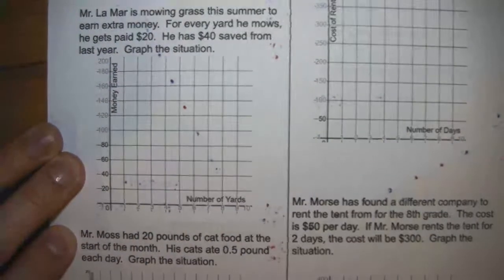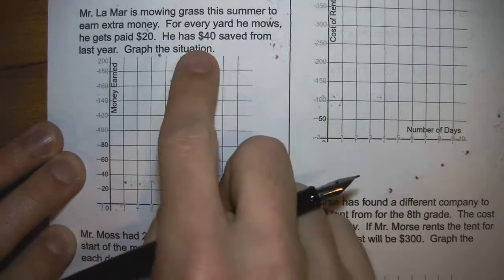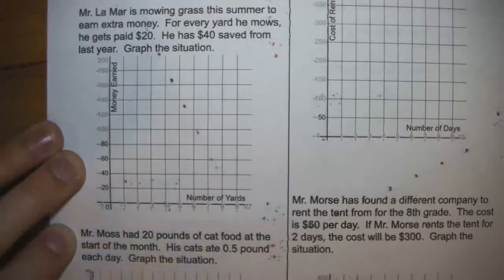First one here, it says, Mr. Lamar is mowing grass this summer to earn extra money. For every yard that he mows, he gets paid $20. All right. He has $40 saved from last year. Graph our situation.